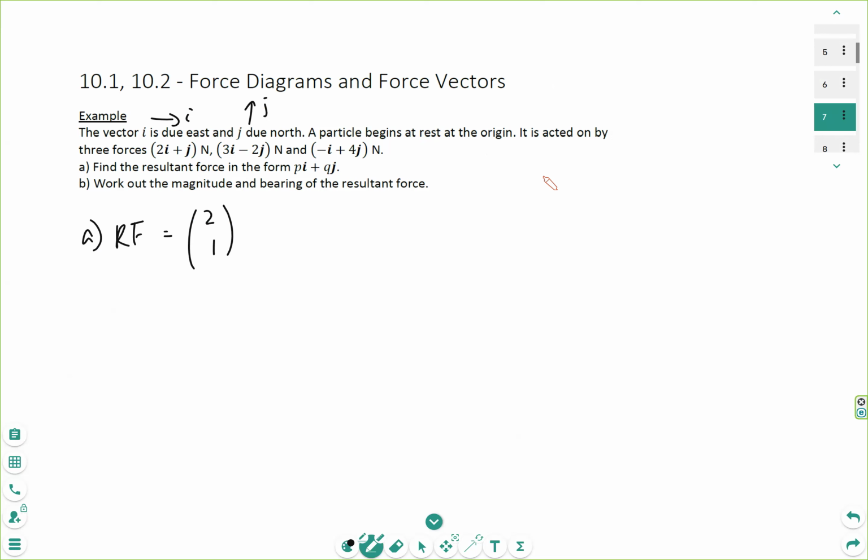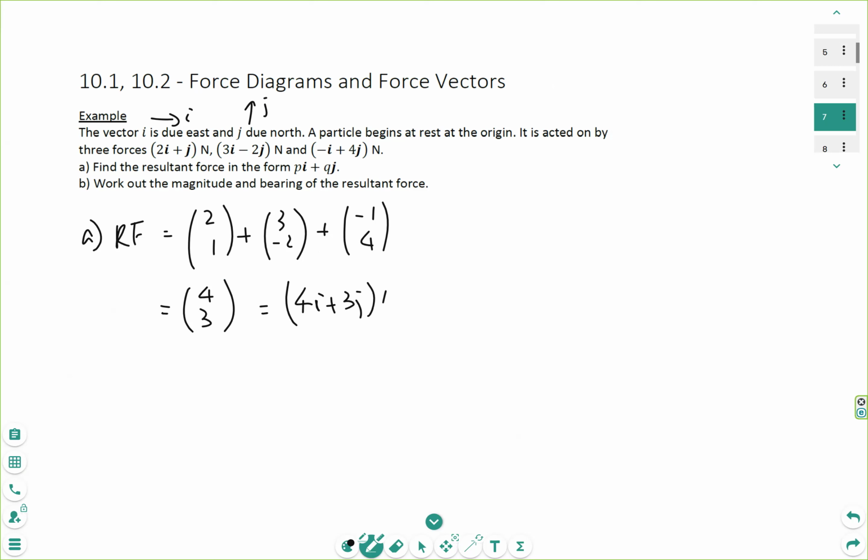2i plus j, you can write as a column vector (2, 1), plus (3, minus 2), plus (minus 1, 4). Now, personally, I prefer to do the calculation in column vector form. The reason being it's just simpler to read. So 2 plus 3 is 5, 5 minus 1 is 4, 1 minus 2 is minus 1 plus 4, can't do the mental maths, 1 minus 2 plus 4 is 3. But we have to write it in i, j form, which equals 4i plus 3j Newtons.